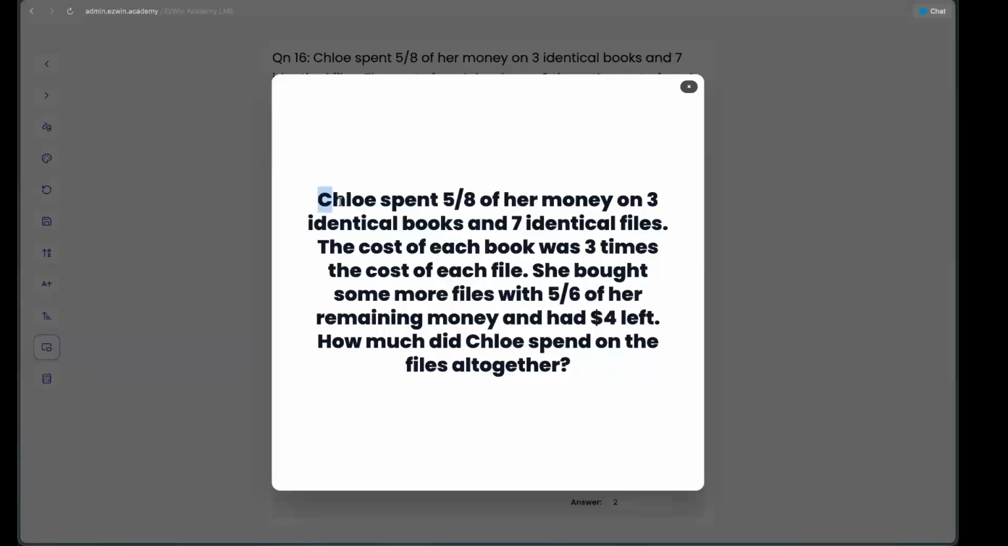Question 16. Chloe spent 5/8 of her money on 3 identical books and 7 identical files. The cost of each book was 3 times the cost of each file. She bought some more files with 5/6 of her remaining money and had $4 left. How much did Chloe spend on the files together?